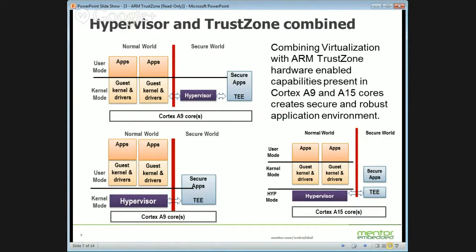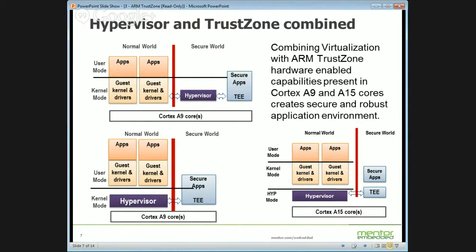Cortex-A9 cores have two modes of operation: a user mode space and a kernel mode space. If you're looking at the top left portion of the screen, when you try to bring in a hypervisor, secure applications, and, for example, two Linux virtual machines, and you don't want to modify your Linux a lot, what you would do is run your Linux on the left side. In the normal world, you have two instances of Linux, with applications running in the user space and guest kernels and drivers running in kernel mode. And then the hypervisor itself will actually be physically executing in the secure world.